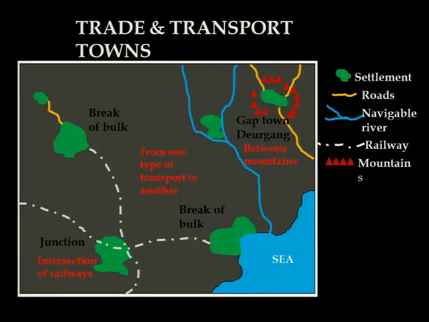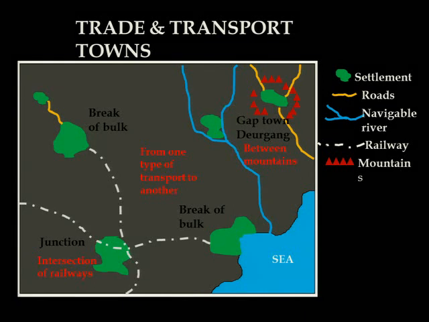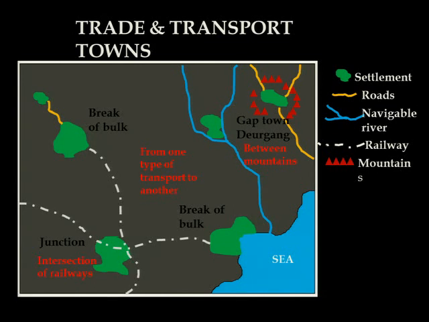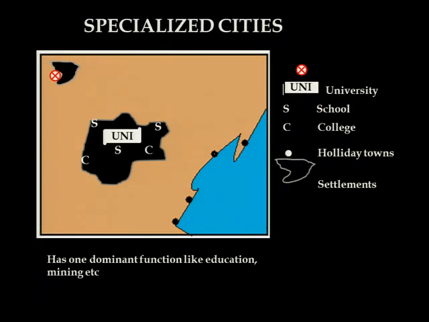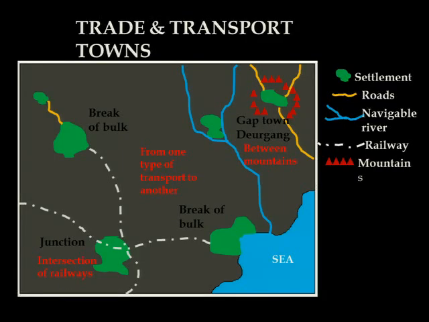Now we have the gap town. I love the Afrikaans word. Can you see? It says a deurgang. So did you pass through? It's a gap town. Now these towns are found between mountains or passes, where you have a physical barrier like a mountain, but now a town is built around or along that. Now, these are the trade and transport cities.